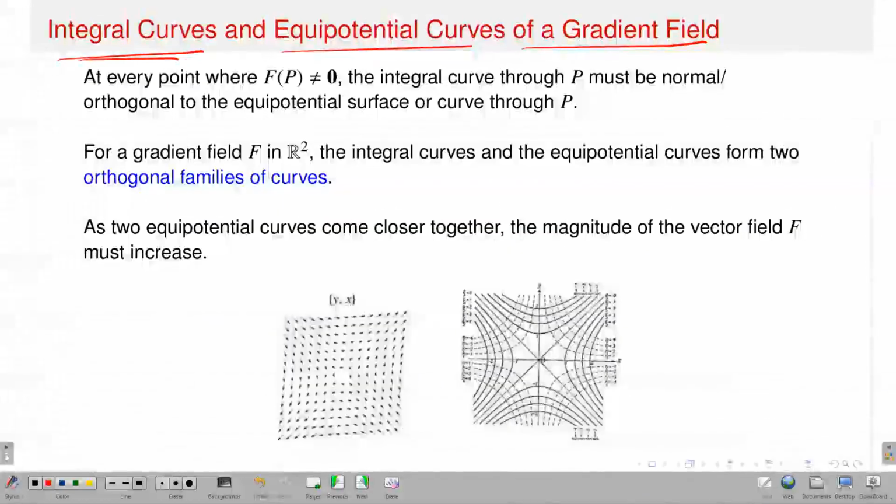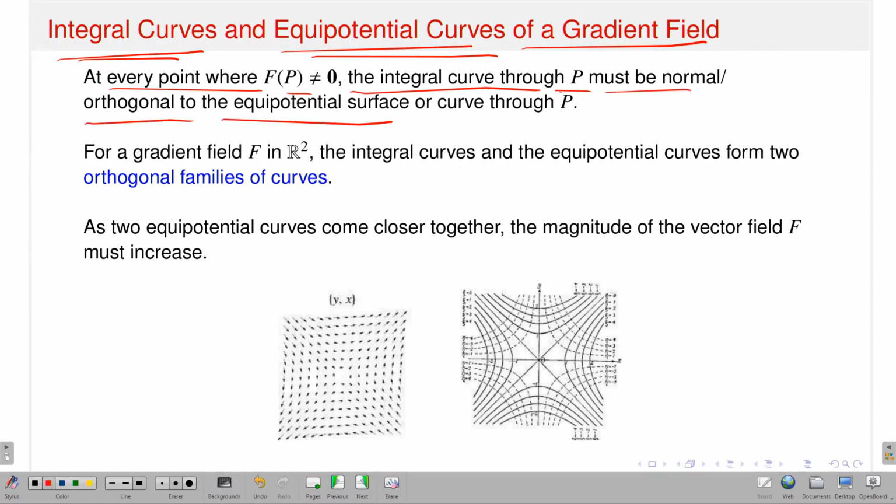So integral curves and equipotential curves of a gradient vector field. What I said is that at every point p where the image of the vector field at the point, F(p), is non-zero, the integral curves through p must be normal or orthogonal to the equipotential curves or surfaces through p. Okay. So that is exactly the statement. Therefore, if I have a vector field and I take a point p in the domain, of course for the integral curve, you know that the image of the point P under the action of capital F should be non-zero.